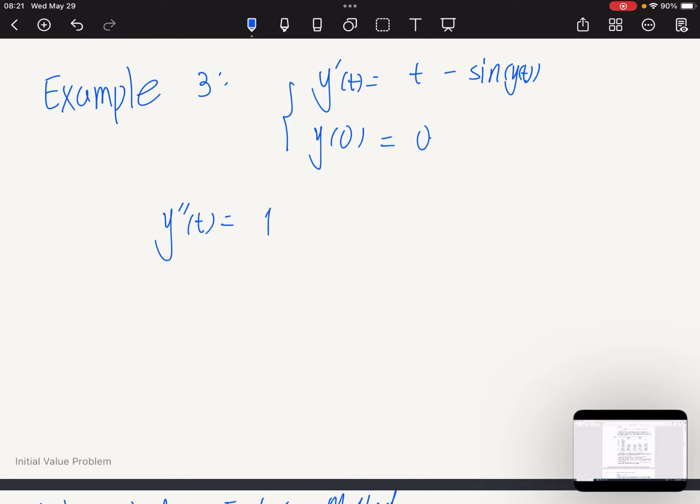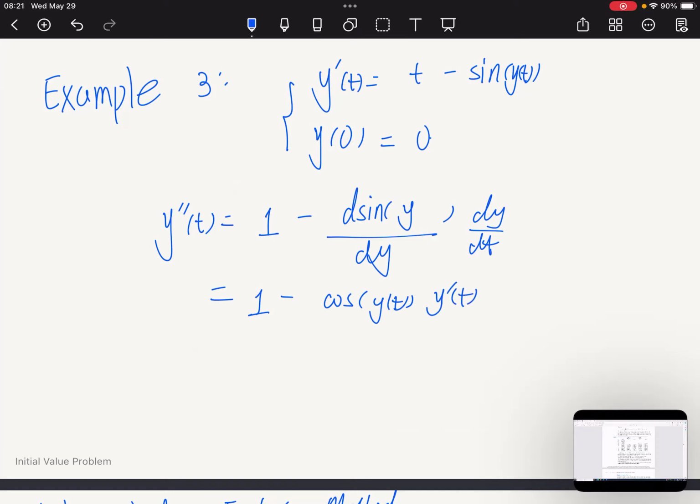For the first item, we get 1. And for the second item, we have sine; we are going to use the chain rule. Here it should be cosine y, so this is d sine y over dy, times dy dt, which means that we have cosine yt and y prime t.